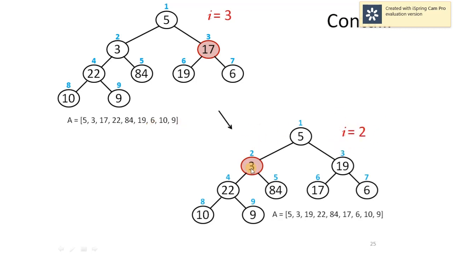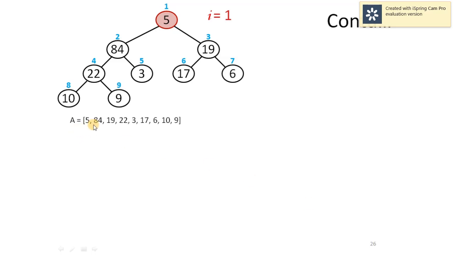We have reached 3. 3, 22 and 84 will be compared. 3 and 84 will be swapped. Accordingly, 84 will come at position 2 and 3 will move to position 5 in the array as well, as you can observe here. Now finally we have reached the root node.